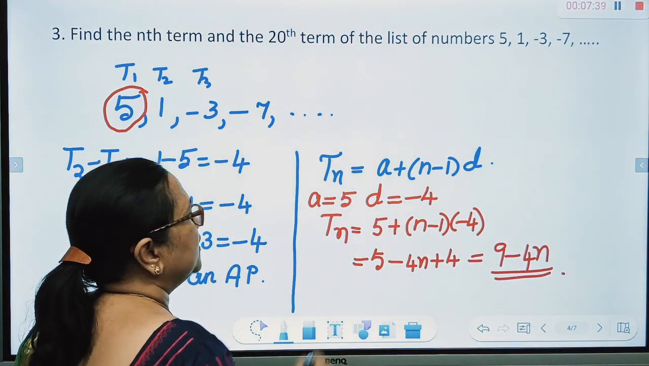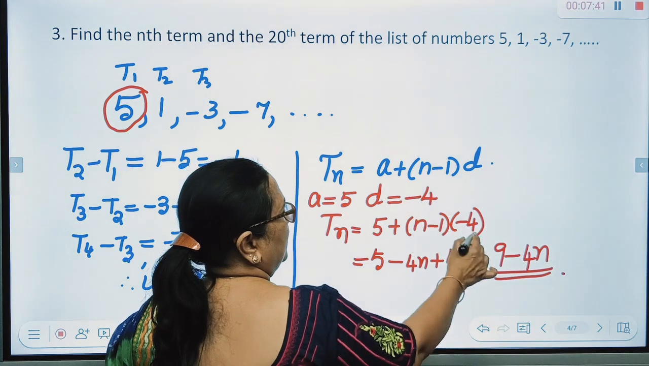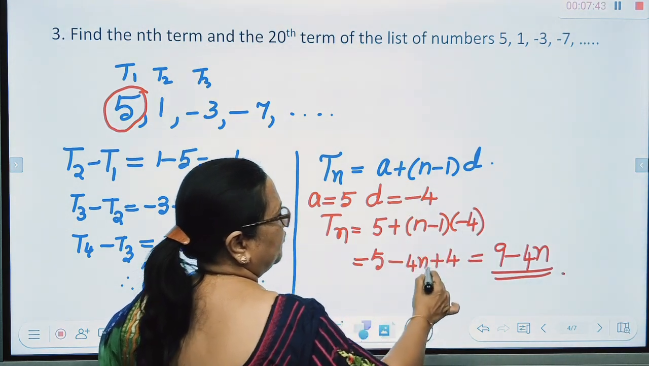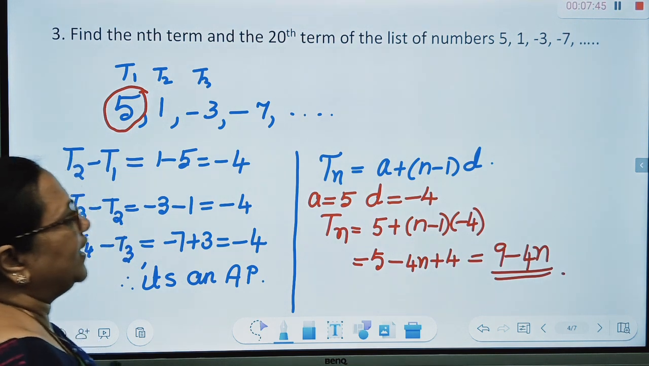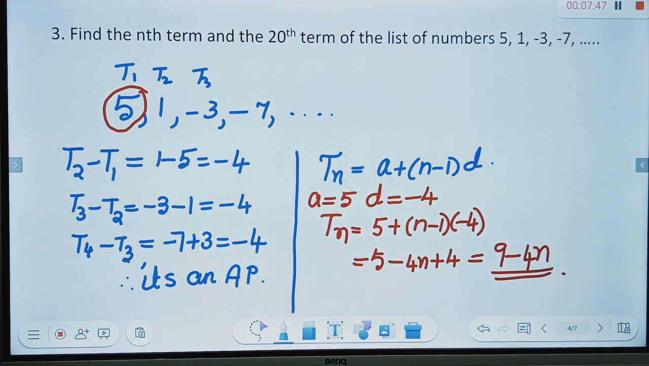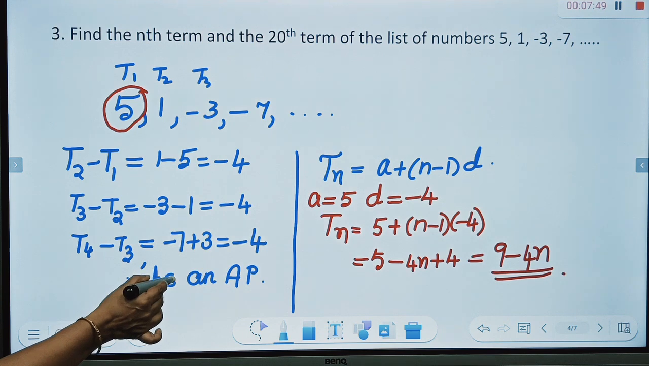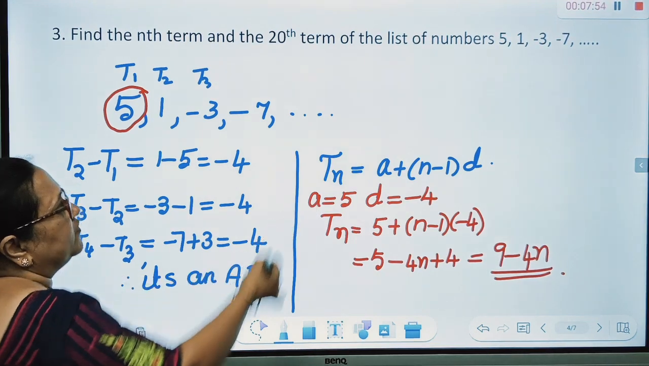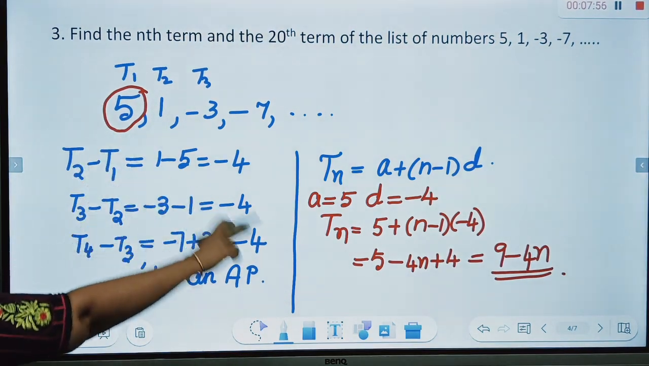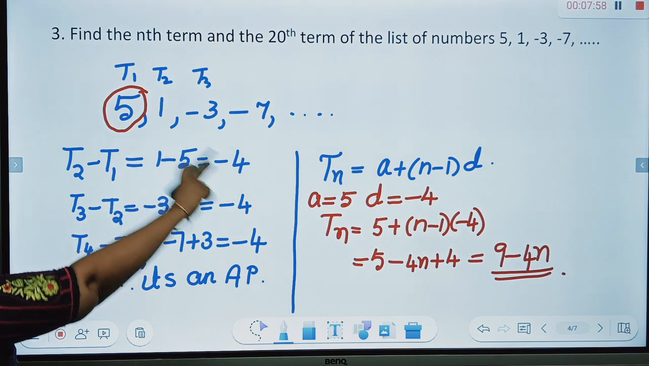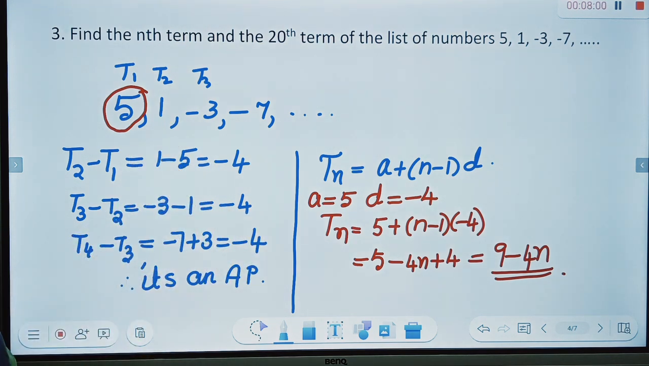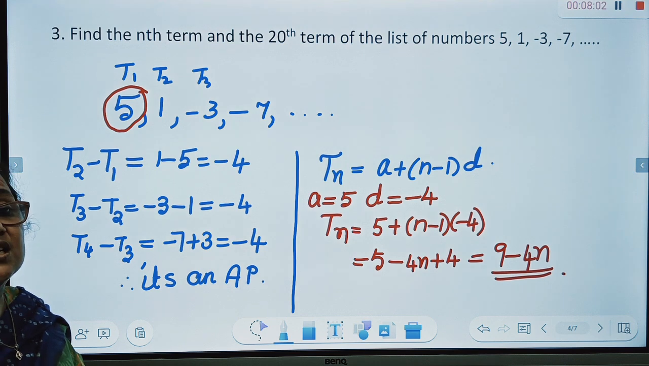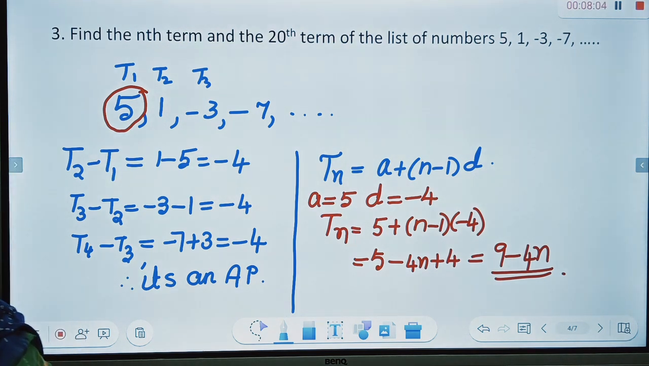So nth term is A plus (n minus 1) into D. So 5 minus 4n plus 4, so 9 minus 4n. So what do you mean by nth term? If I put n equal to 1, I should get the first term. So when I put n equal to 1, I get A, which is 5. When I put n equal to 2, I get the second term. When I put n equal to 3, I get the third term, and so on. So nth term defines the sequence. If you know the nth term, you can find out any term of the sequence.